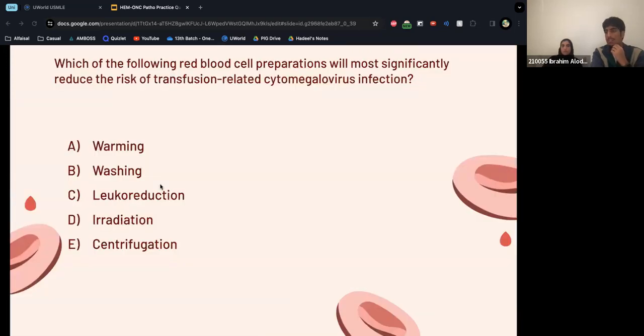All right. I think this is the last question, or the second last. Which of the following red blood cell preparations will most significantly reduce the risk of transfusion-related cytomegalovirus?